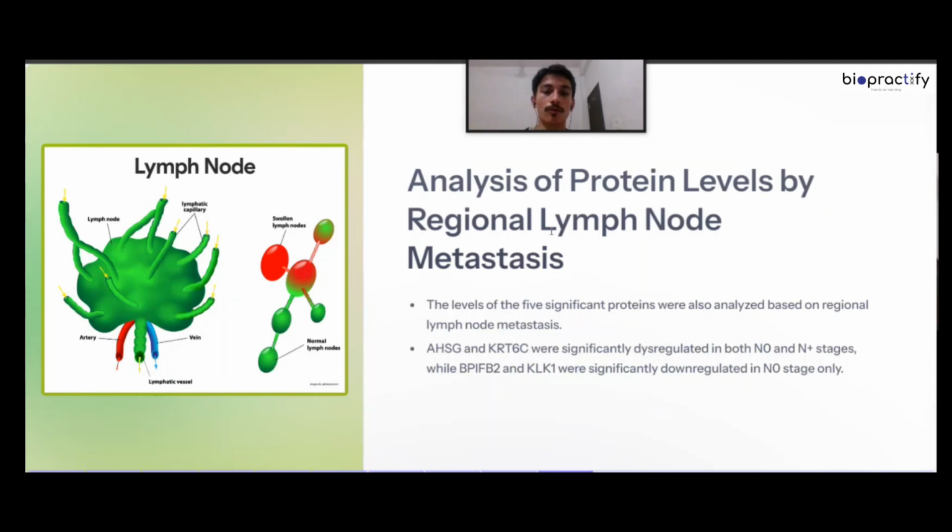So in this one, the levels of 5 significant proteins were also analyzed based on regional lymph node metastasis, basically checking whether the regional lymph nodes were affected by the growth or metastasis of the tumor. AHSG and KRT6C, the upregulated proteins, were significantly dysregulated in both N0 and N plus stages. As I mentioned, in the TNM method, N refers to the presence or absence of cancer cells in the lymph node or the nearby lymph nodes.